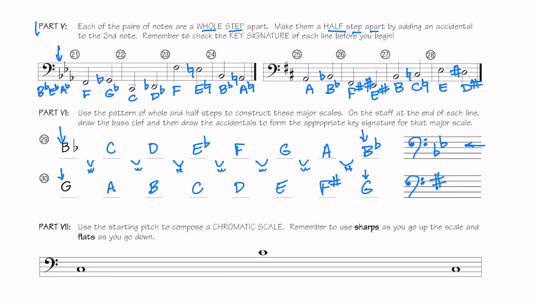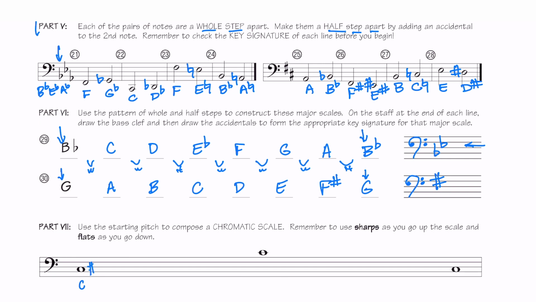We have our very last thing here, which is constructing a chromatic scale by using half steps. I either have to have my chromatic scale memorized on my instrument, or I have to know the keyboard well enough to know the note names. As I'm going up, I'm using sharps. As I'm going down, I'm using flats. So here we go. Let's compose this.